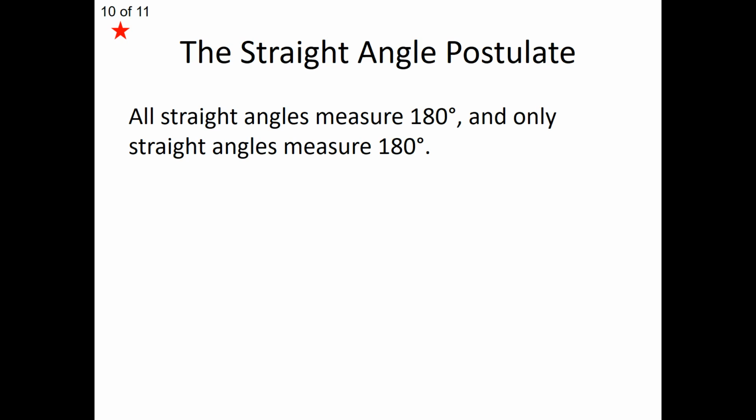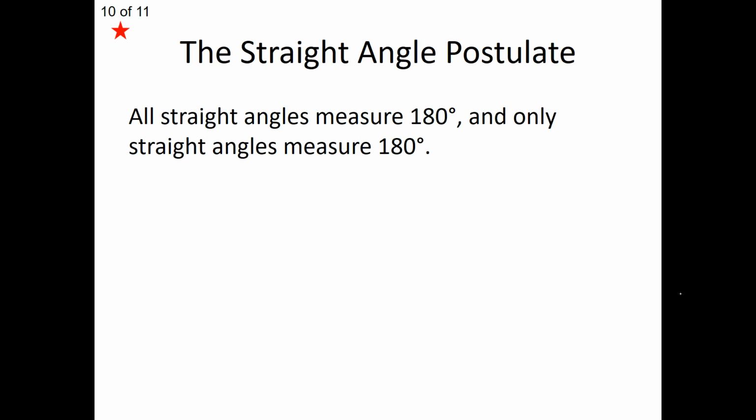So notice the difference there: in the first part of our statement, I handed you a straight angle and you called it 180. But in the second part, I handed you a 180-degree angle and you called it straight. That is what's neat about the straight angle postulate, that it works forward and backward to be true. We'll talk about what's called a conditional and a converse in the future.